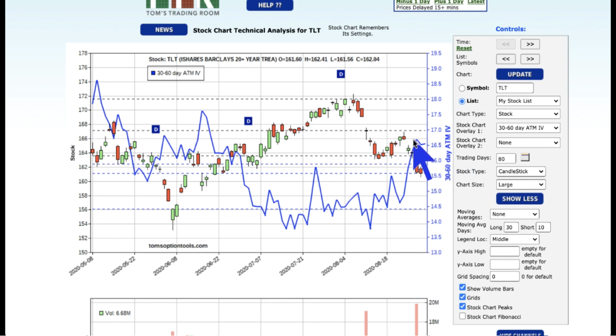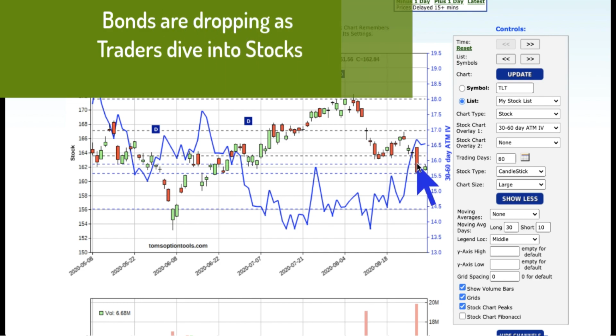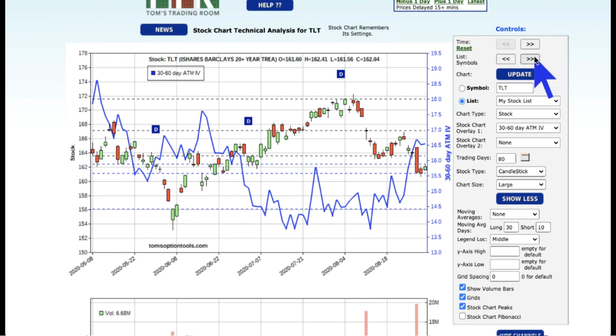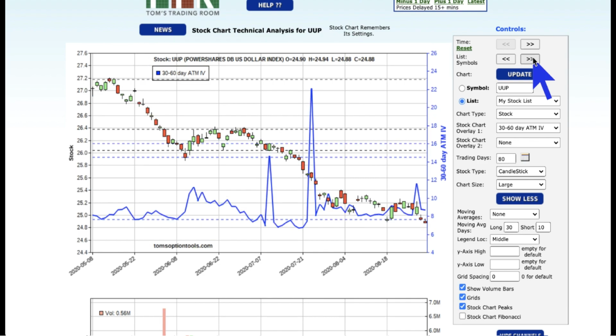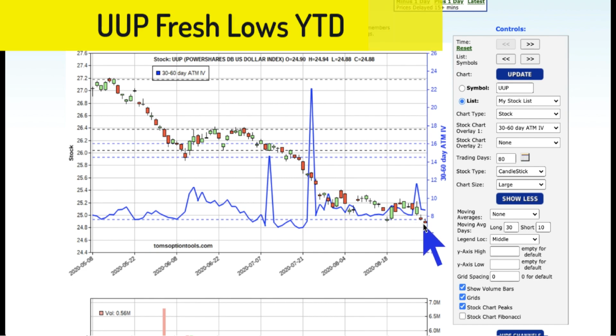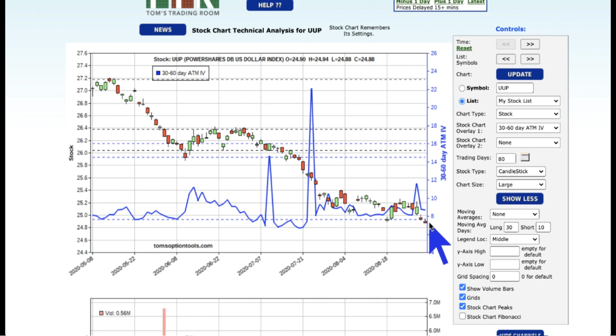Bonds are recovering from a drop last week, but what's happening here is as the bond market is creating a lower high, and now a lower low, traders are getting out of bonds and they're getting into things like the stock market. Now, one area that we know has been getting hit hard has been the U.S. dollar. UUP, which is the PowerShares U.S. Dollar Index, was trading above 27 as we were heading into Memorial Day. As we head into Labor Day, however, we're down here below 25 now. Fresh lows below 25. Traders are getting out of cash, and they're getting into things like stocks.